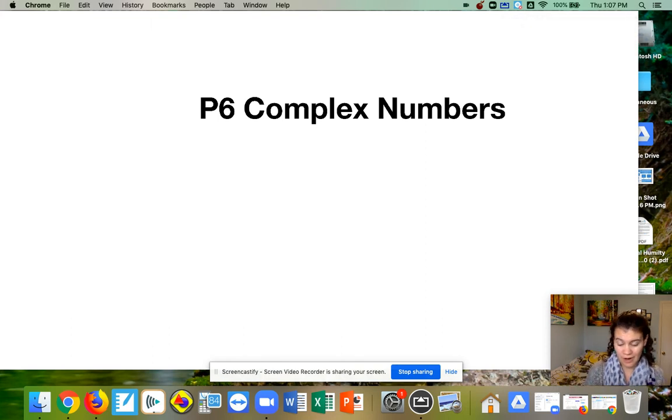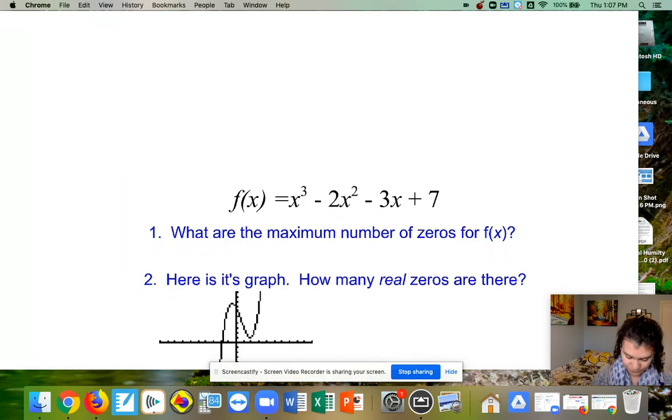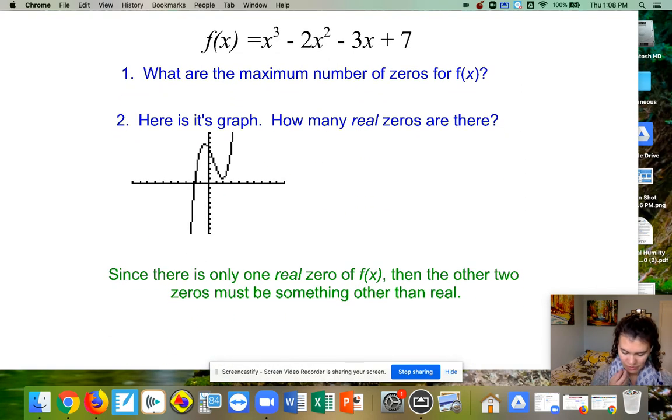All right, so today we're going to talk about complex numbers and how to manipulate and work with imaginary numbers. So, kind of a review from before the last section, we want to think of what is the maximum number of zeros for this function. That comes from the degree. There's a maximum number of 3.